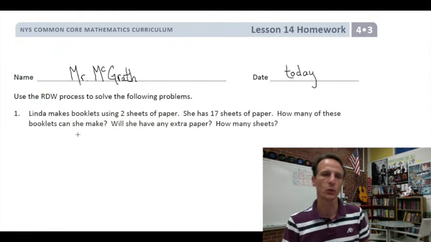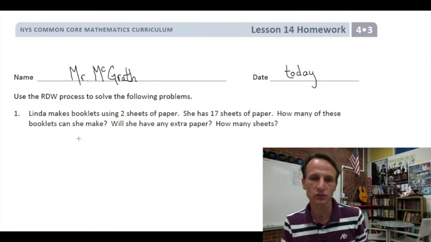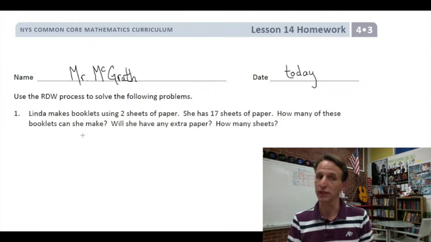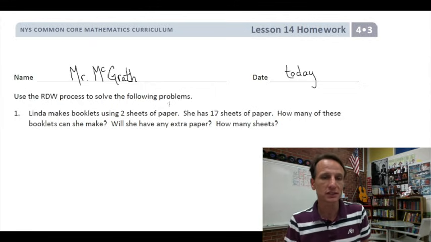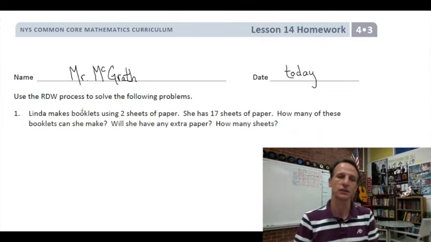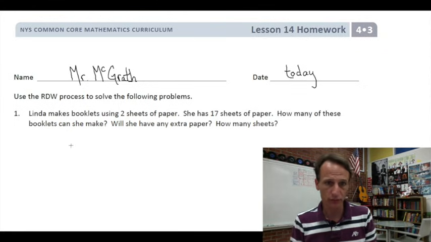Let's do it. Number one, Linda makes booklets using 2 sheets of paper. She has 17 sheets of paper. How many of these booklets can she make? Will she have any extra paper? How many sheets? Okay, well, so we read. Let's draw us a pretty little picture.